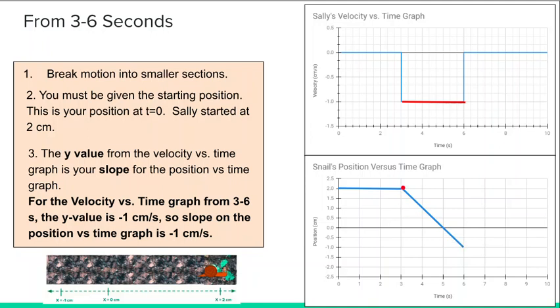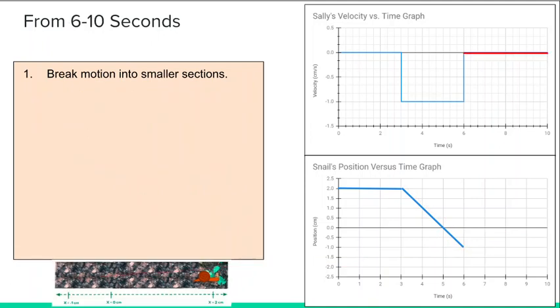So I start at 2 centimeters. After 1 second, I'm at 1 centimeter. After 2 seconds, I'm at 0 centimeters. And after 3 seconds, I'm at -1 centimeters. So the slope has to be -1 centimeters per second.